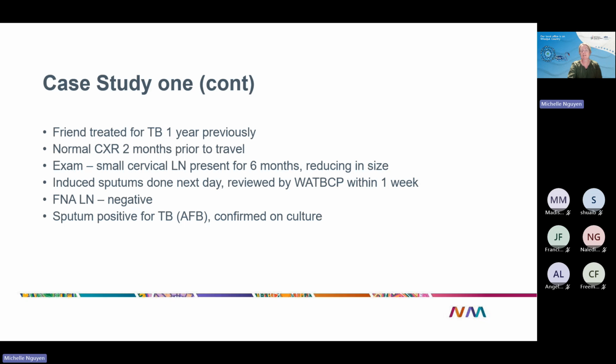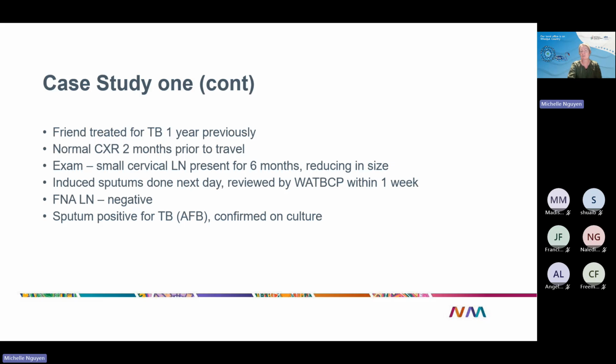We did some induced sputums the next day and she was reviewed by the WA TB control program doctors within a week. So her FNA of the lymph node that we also organised was negative, but her sputum was positive for TB and that was confirmed on culture. So this is not a common finding in our clinic. So we don't commonly see active TB, but it's certainly one important thing that we don't want to miss.